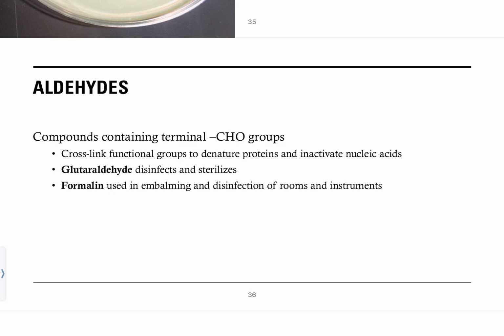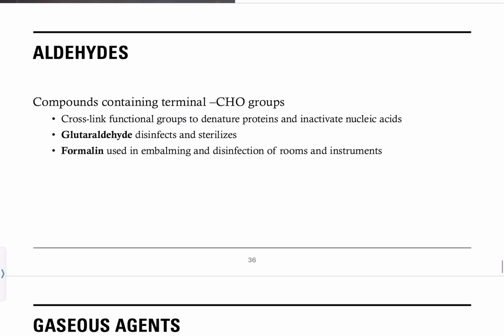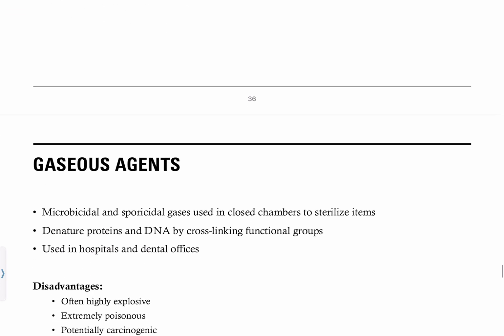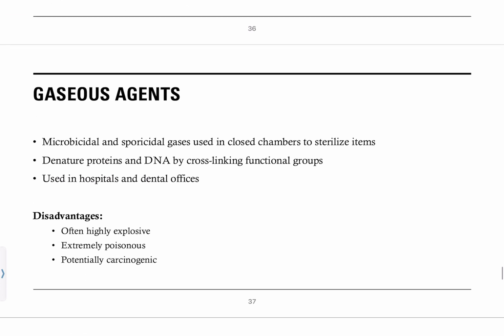Aldehydes. So aldehydes act by cross-linking different functional groups. So things like amino groups, hydroxyl groups, sulfhydryl groups, carboxyl groups. And when they cross-link these groups, they inactivate the proteins that they're associated with or the nucleic acids that they're associated with. And there's two examples there, but I'm not super concerned with those.